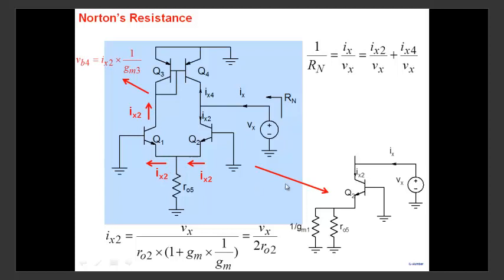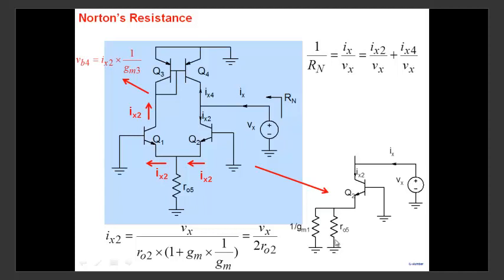So if I look down here, what is the value of IX2? IX2 will be equal to Vx. And when you look down, what do you see? When you look down, you see Q2. And in the emitter of Q2, what do I have effectively? A resistance with a value of 1 over Gm. Why? Because it is R05. And then when I look from here, it's 1 over Gm. So effective resistance between this node and ground is 1 over Gm.